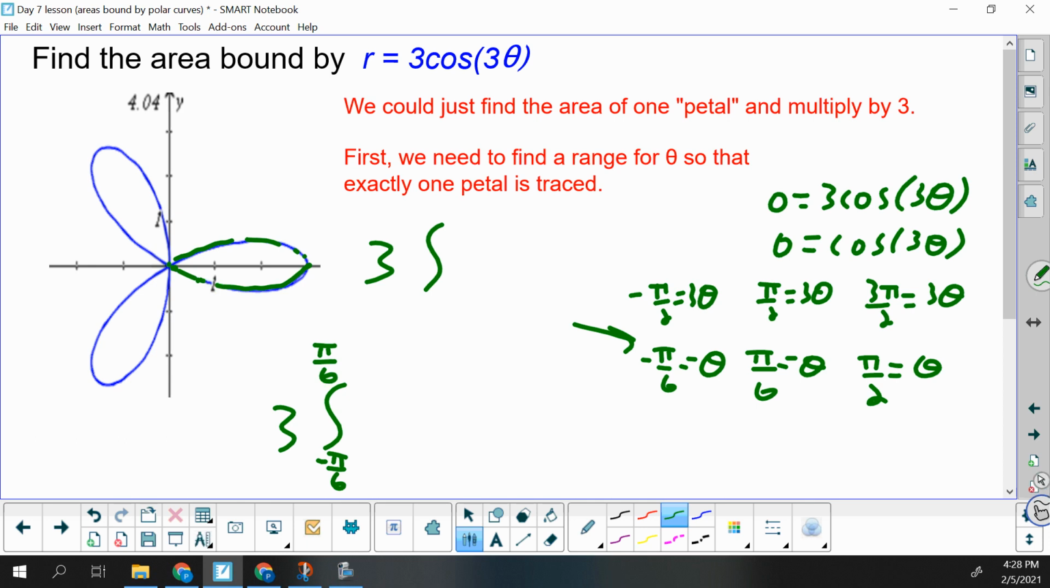Now alternatively, you could have said, oh, well, this petal starts at pi over 6. And then it goes through and it finishes off at pi over 2. So you could have also done the integral from pi over 6 to pi over 2. You'll get the same answer. So we need our r squared. So we'll have 3 cos 3 theta squared and then d theta. And then out front we need our 1/2. So I'm just going to make this be 3 over 2.